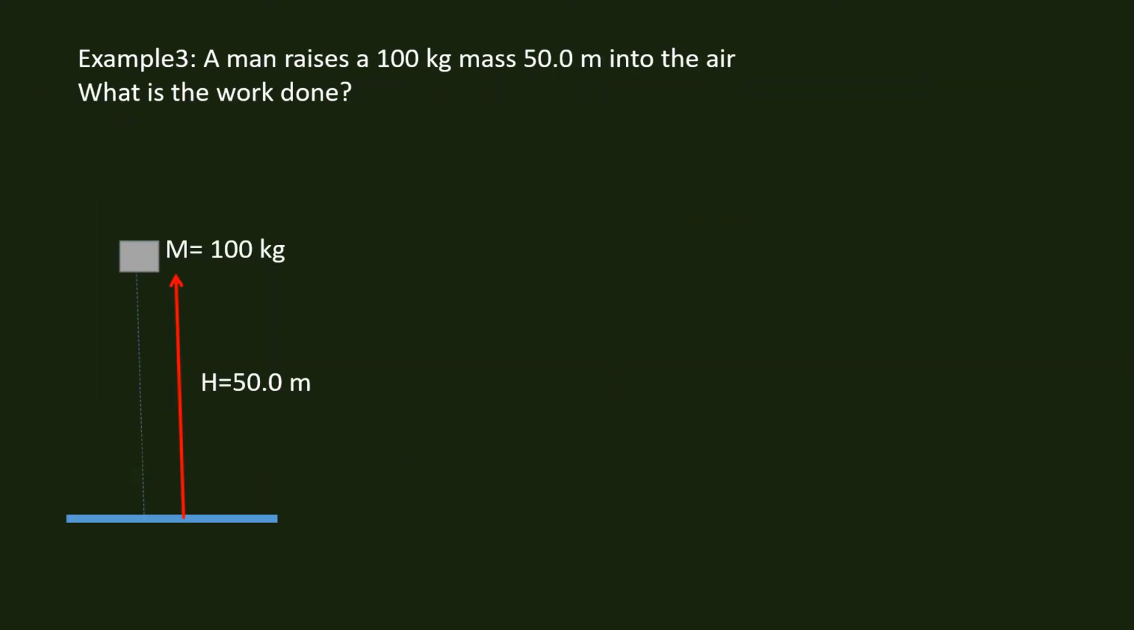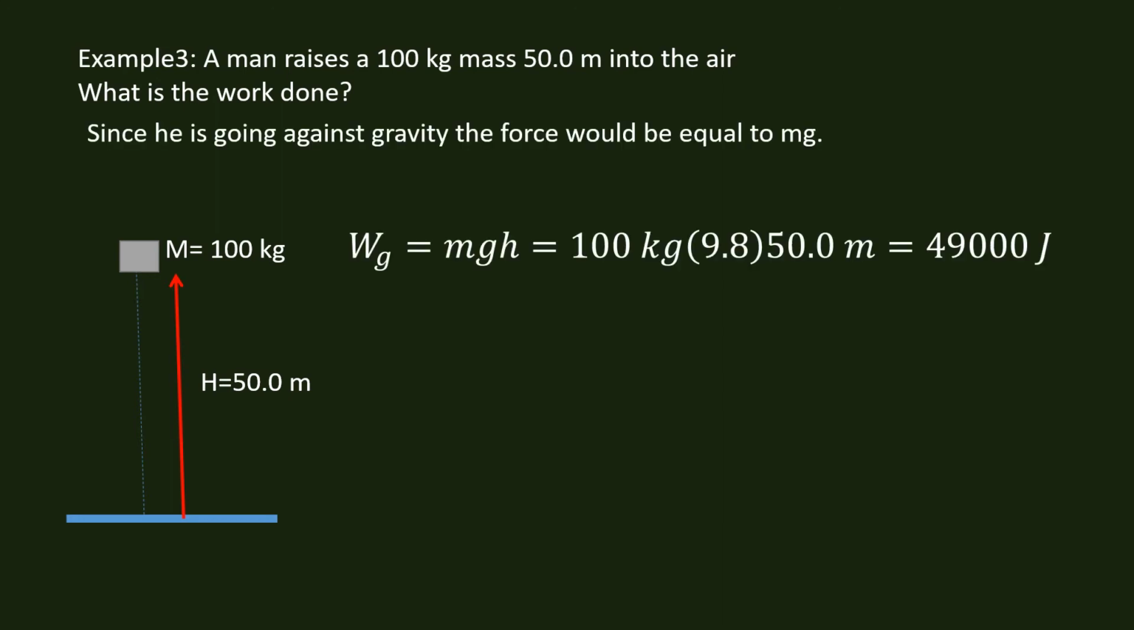Okay. Third example, a man raises a 100 kilogram mass 50 meters into the air. What is the work done? So in this particular case, we have to fight against gravity. Okay. So let's see what this is. The work done is equal to mgh. Okay, the mass times the acceleration of gravity times the height it's raised, and we have an answer of 49,000 joules.